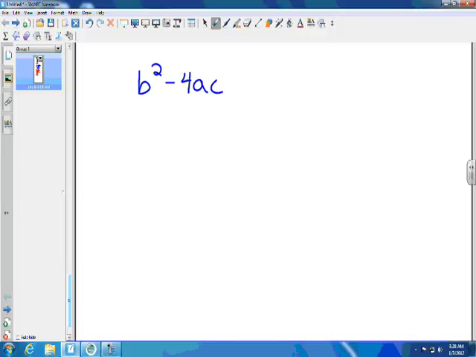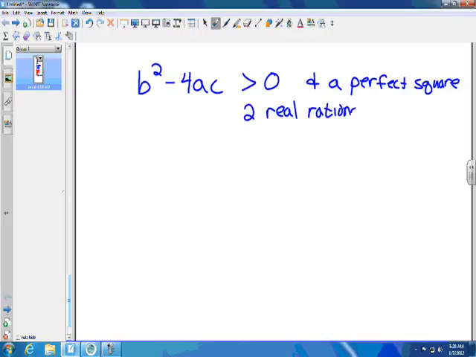So it says there in that top box, if the discriminant is positive, meaning greater than 0, and it's a perfect square, what's it say that you should get there in the middle? 2 real rational. And what that means is you would get like 3 and maybe -1/2. Those are 2 real rational numbers.